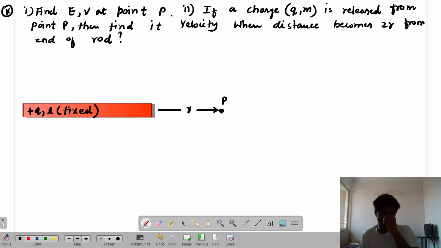What will be your answer? Find the electric field. First question. Find the electric field and potential at point P, and then find what will happen if the charge is released from point P.